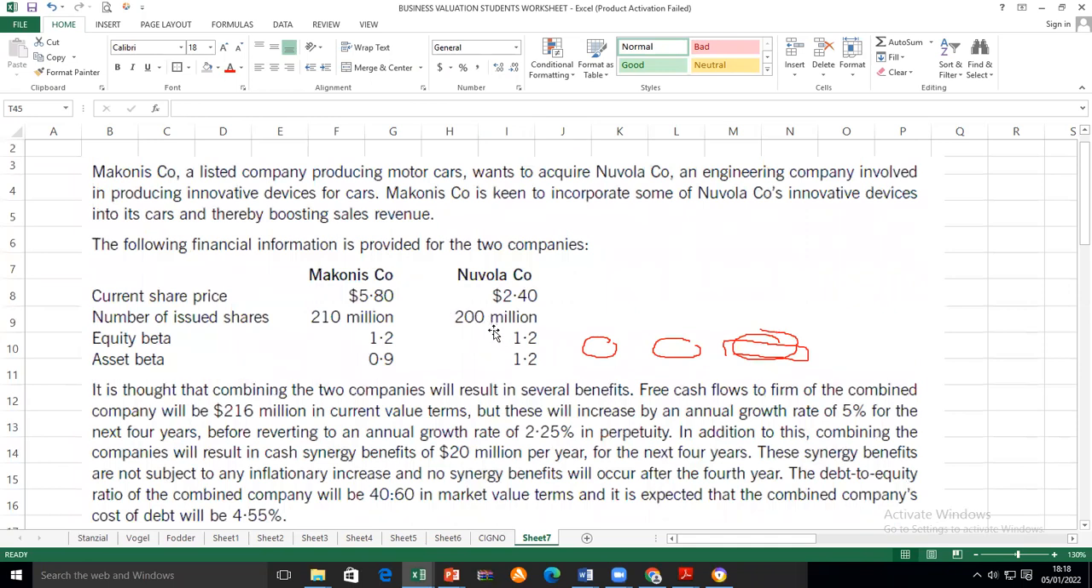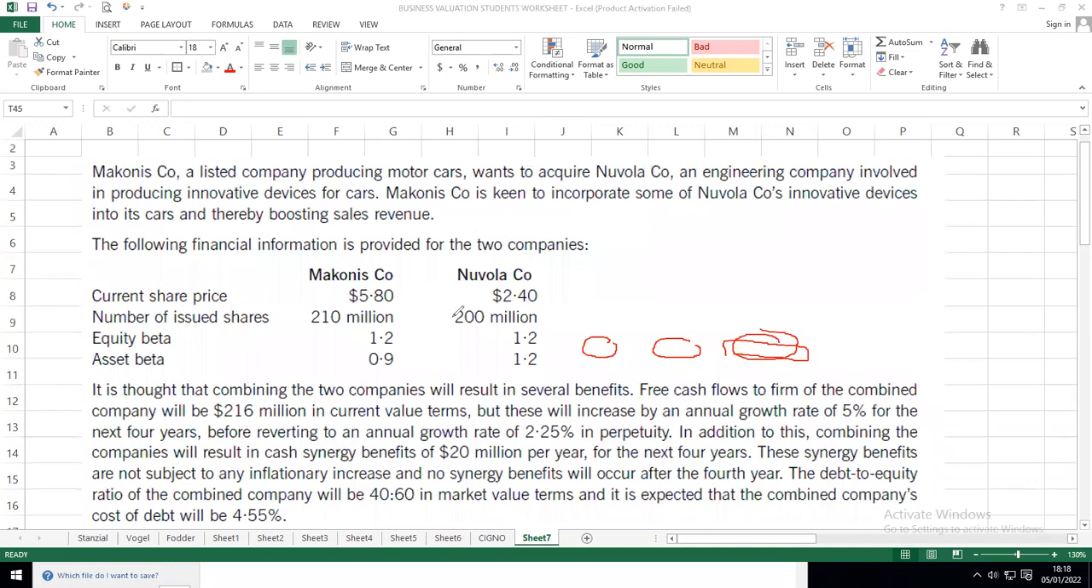For every 2 of these shares, we'll give them 1. So how many shares are you going to offer? For every 2 here, we'll give them 1 share. So you divide there. For every 2, give 1. So this divided by that, multiplied by 1, gives you 100 new shares.